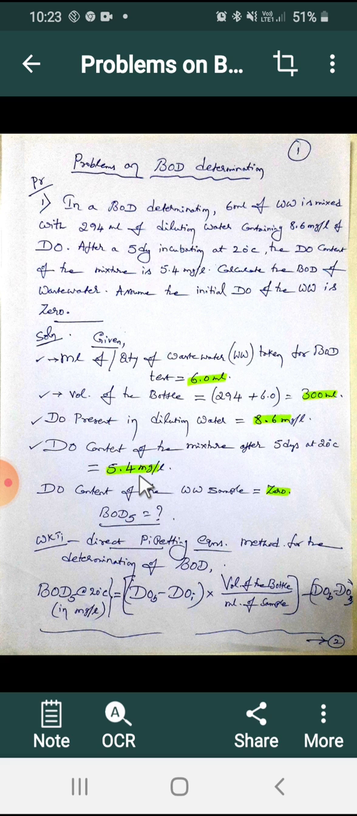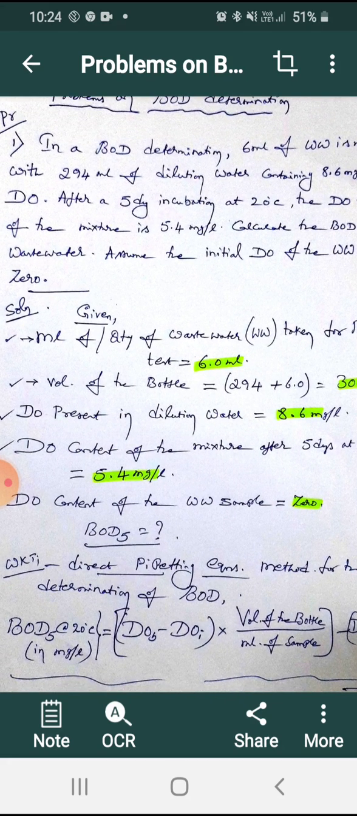The BOD bottle is to be used. I will show you today. That is a 300 ml bottle, how it can be determined and all. And what is an incubator? That is the photo of the incubator. Also, I will show you. The DO present in the dilution water is this much. After 5 days, you have to take that bottle outside and the value should be noted.